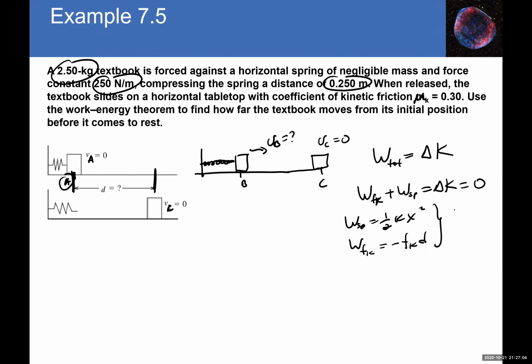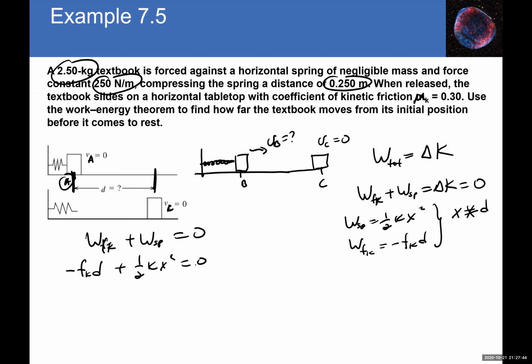It's important to understand that x is not equal to d. x was given to us, but x is by how much the spring was compressed. But d here is the distance from A to C. So in order for me to find d, work done by the kinetic friction plus work done by the spring is equal to 0. This is negative fk d plus 1/2 kx squared equals 0.